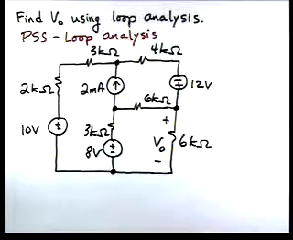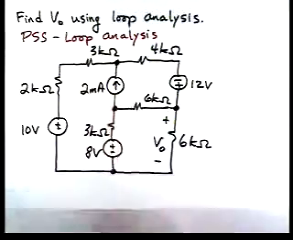In this problem, our assignment is to find V0 using loop analysis. And we're going to use a problem-solving strategy for loop analysis. If we look at that, it says determine the number of independent loops. There are 3 independent loops, and when we assign loop currents, we assign them such that only one current passes through a current source. So if you look, we have a current source here.